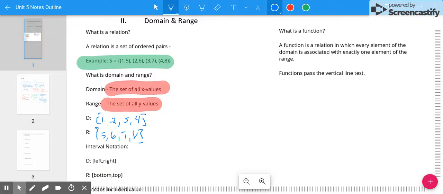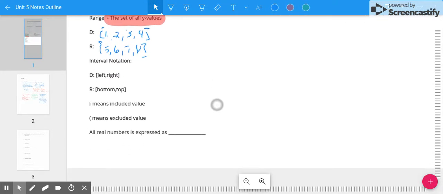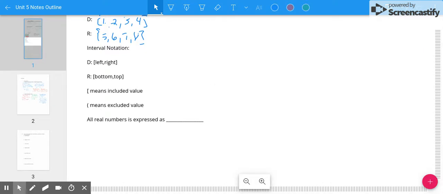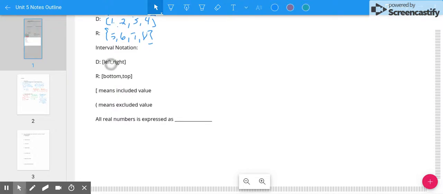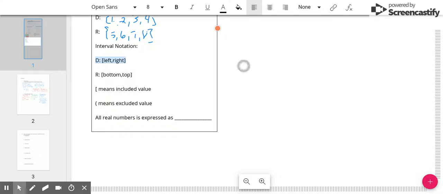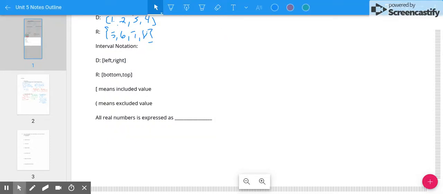Now, when we're not just given a set of ordered pairs, perhaps we're going to be given a graph to look at. We have to talk about interval notation. So the domain and the range can be given to us in brackets or parentheses. We'll see what that means in a second. But you see here that the domain is given from left to right, and the range is listed from top to bottom.